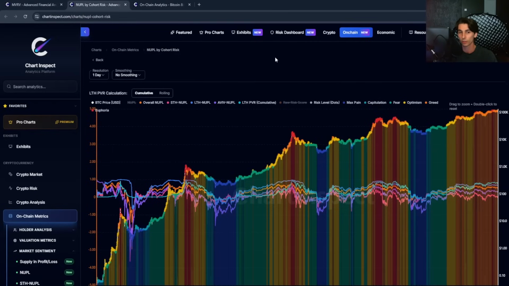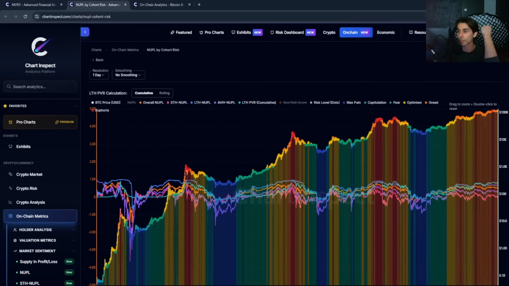So the next chart I want to look at is the NUPL by Cohort Risk. This is one of the most sophisticated charts on the site, in my opinion. The NUPL stands for the net unrealized profit and loss. So basically, this is a percentage of Bitcoin's market cap. What percentage of that market cap is in unrealized profit versus loss, right? Instead of looking at the normal NUPL, which is on the website as well, you can look at that.